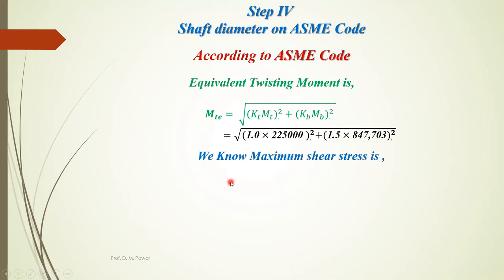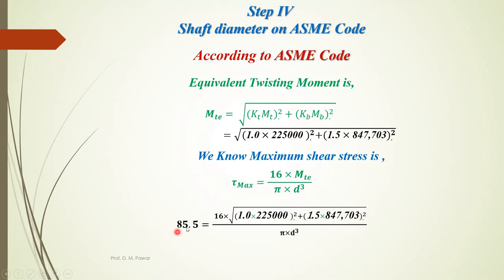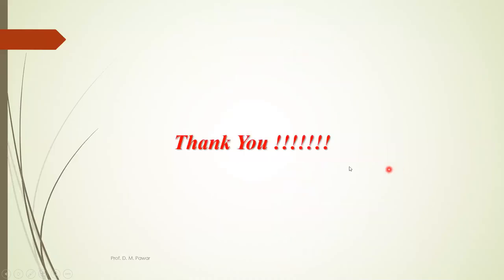Again, for the maximum shear stress theory, tau max is equal to 16 MTE upon pi d cube. The tau max value we calculated in the first step, the allowable shear stress according to ASME code, is 85.5. Then 16 as it is, MTE, the equivalent twisting moment, put in the bracket as it is, the square root of all these things, divided by pi d cube. In this equation the diameter is unknown. By solving this equation, I will get the diameter as 42.53 mm. That's how we can design the shaft based on ASME code. Thank you.